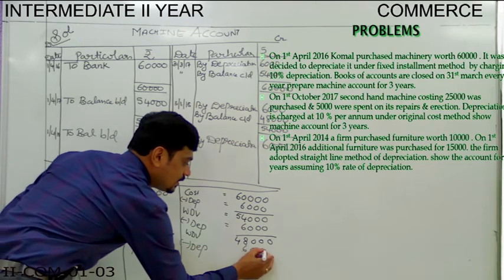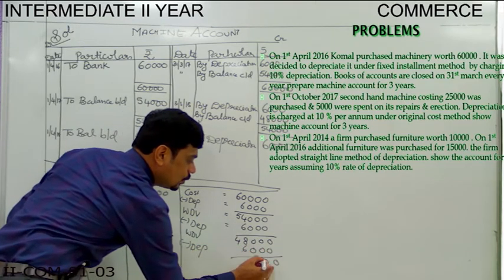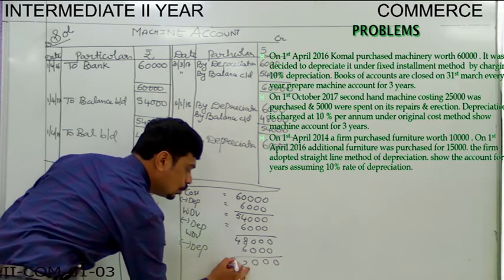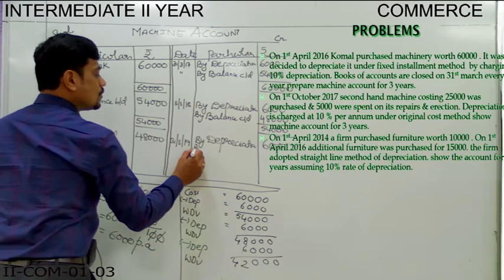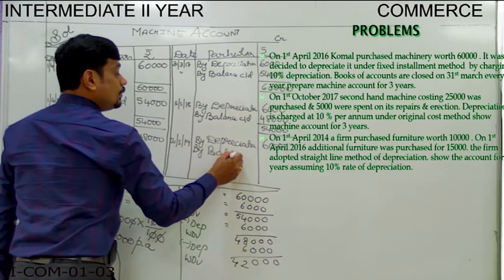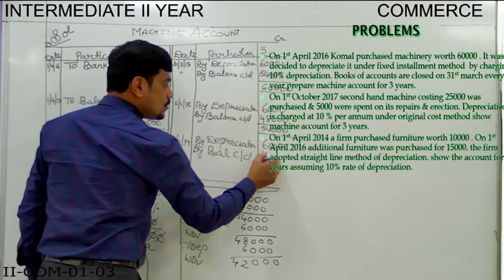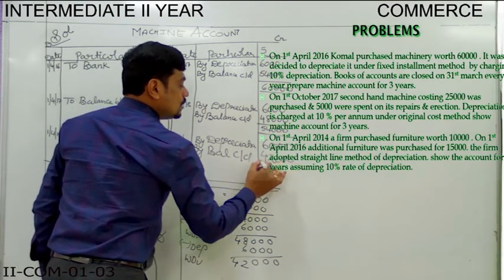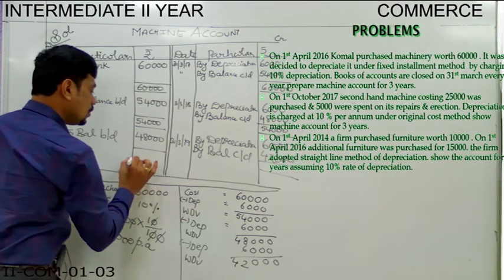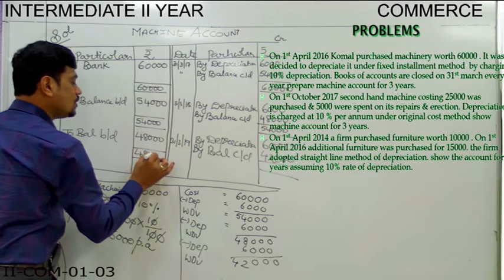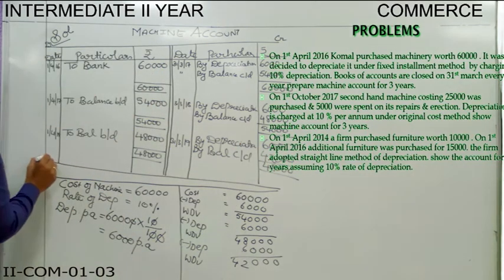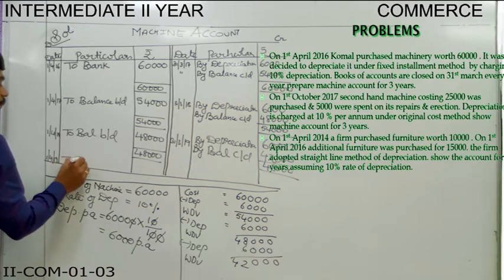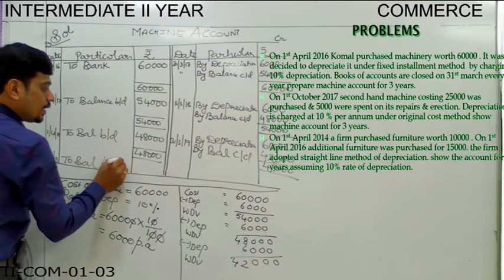By minus 6,000, how much do I get? 0, 0, 0. 8 minus 6, 2 and 4. This is written down value again. So close. By balance carried down. How much? 42,000. Close the account with 48,000 on both the sides. What is the balance of the fourth year? We'll bring down 1st April 2019. To balance brought down. How much, sir?